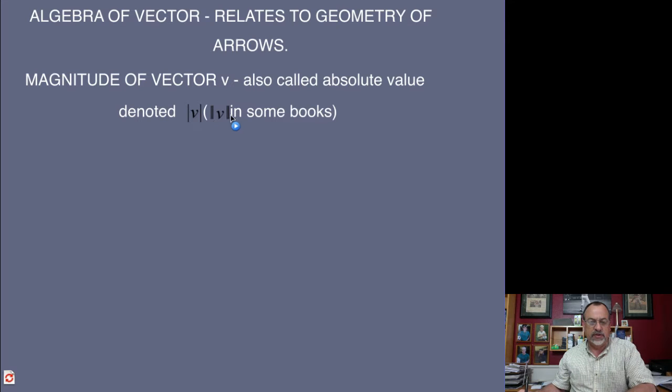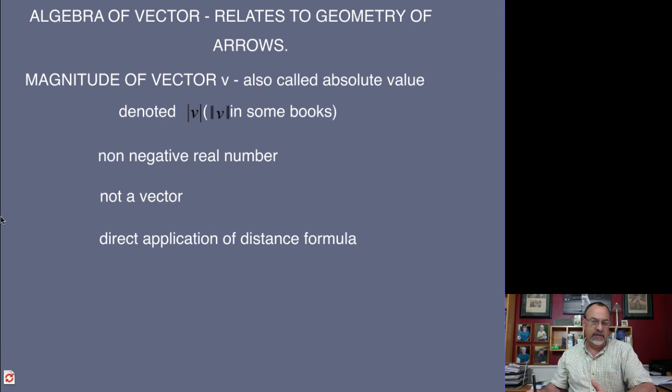In some textbooks you'll see a double line here, and in this book it interchanges those. So sometimes you'll see a single absolute value symbol, sometimes a double, but both are talking about the same thing: the absolute value of the vector, or the magnitude, the length of that arrow. This will always be a non-negative real number because it's the length of the arrow, and length can never be negative. The magnitude is not in and of itself a vector, it just gives us the length of the vector, and it really is simply a direct application of the distance formula.